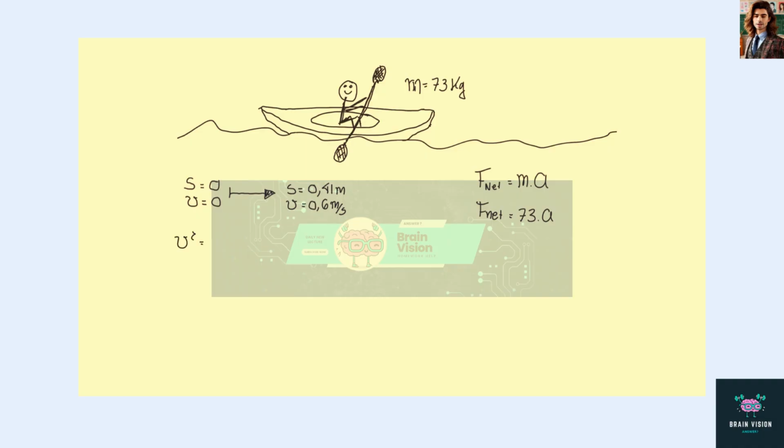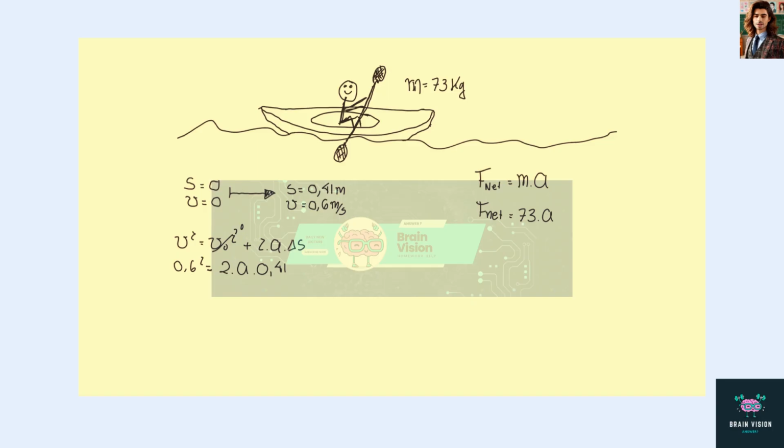v squared is equal to the initial velocity squared plus 2 times the acceleration times the displacement. Therefore, the final velocity is 0.6 and it is squared, and it is equal to the initial velocity squared, which is 0, so this is just 0. Then on the next term, we have 2 times the acceleration times the displacement of 0.41.